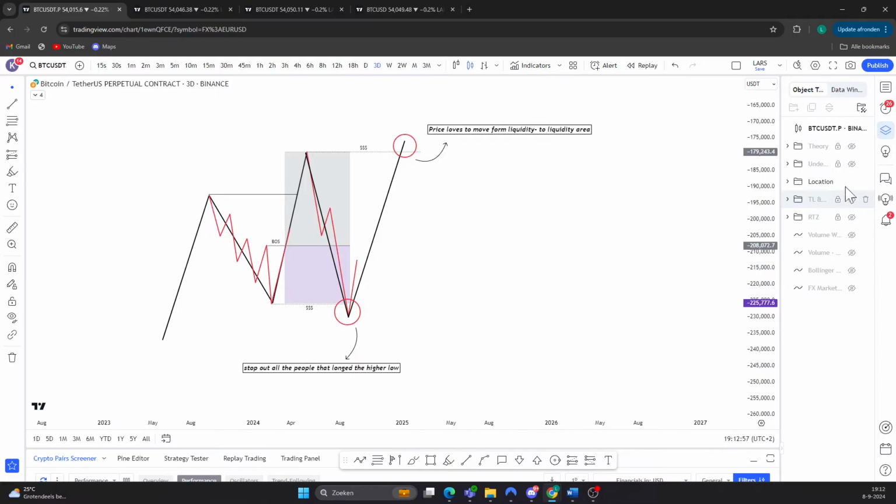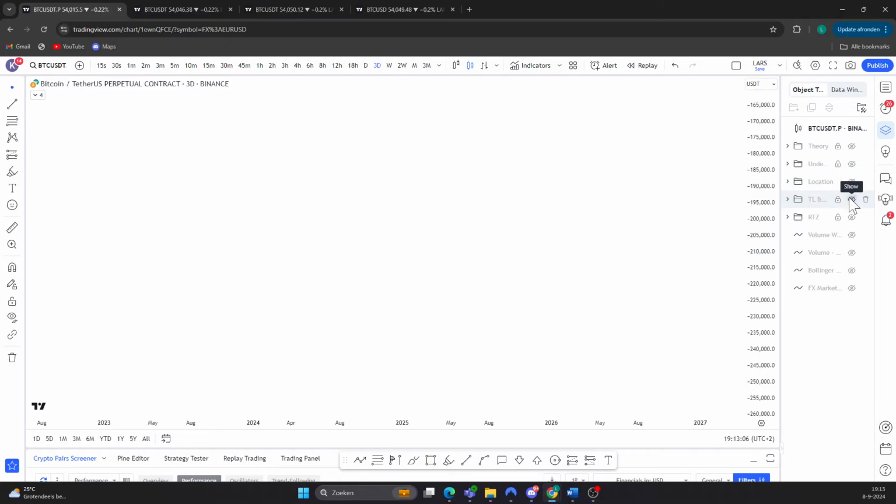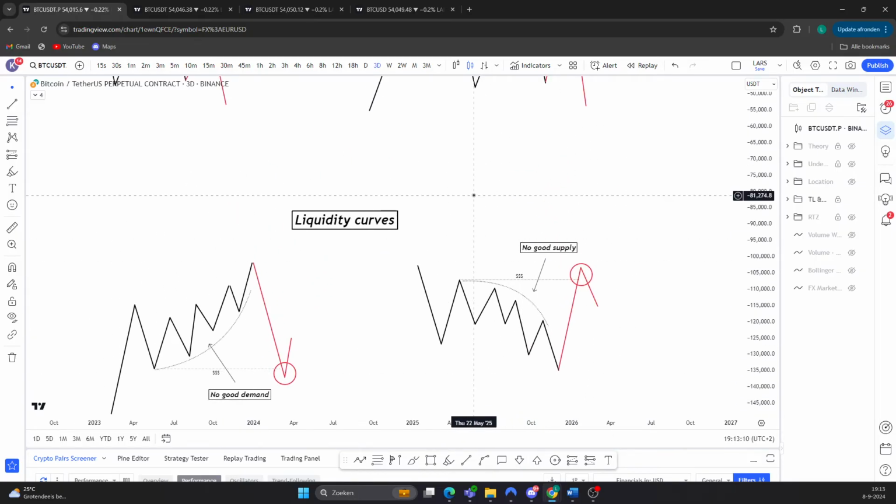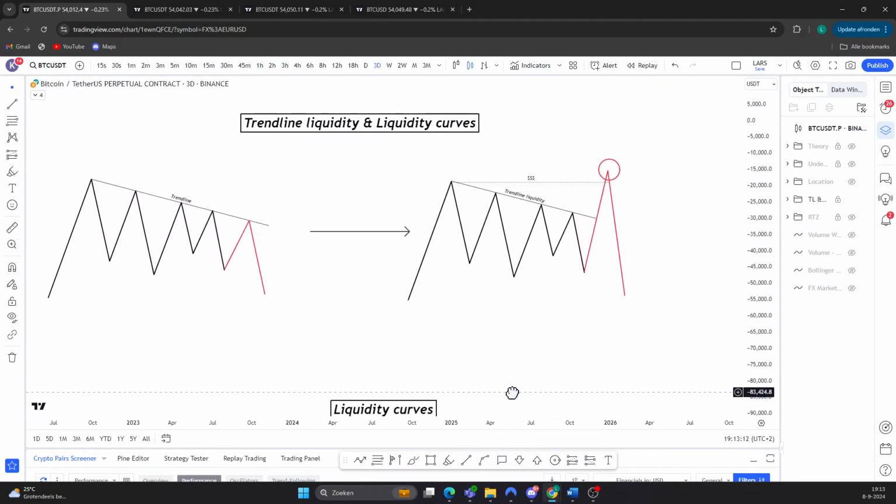Okay? So, besides our market structure highs and our market structure lows and our range highs and our range lows as liquidity points, we also have something called trendline liquidity and liquidity curves.